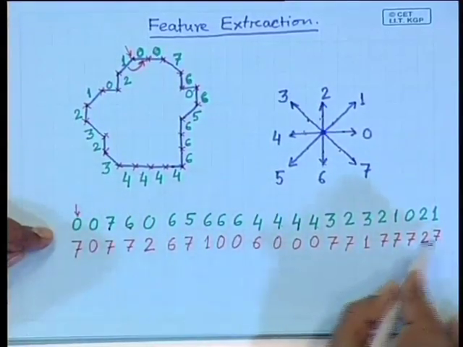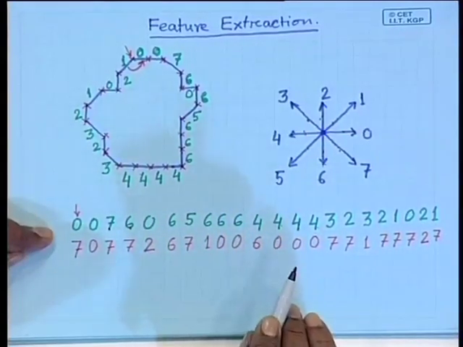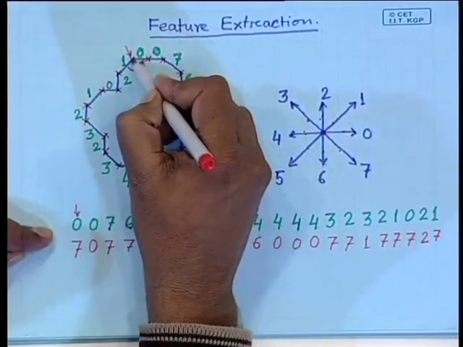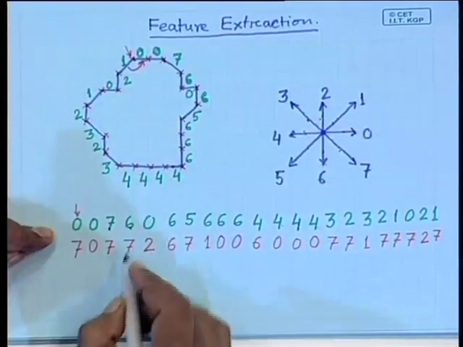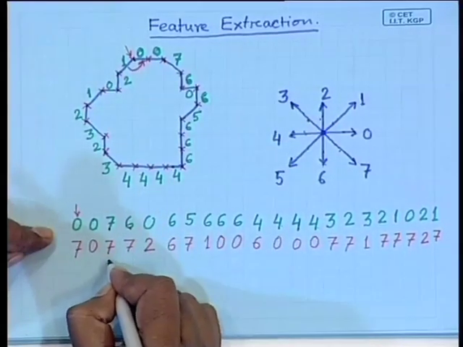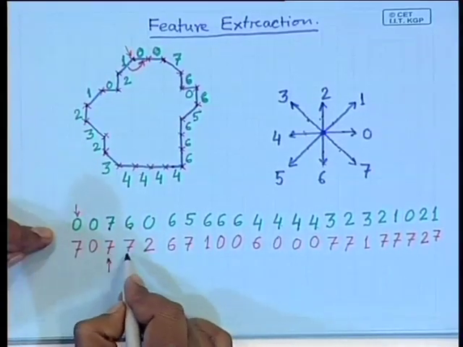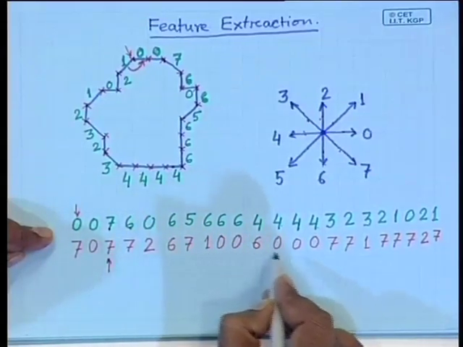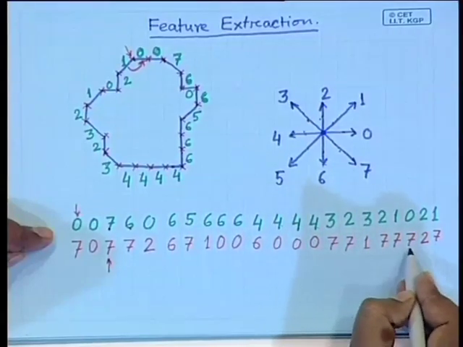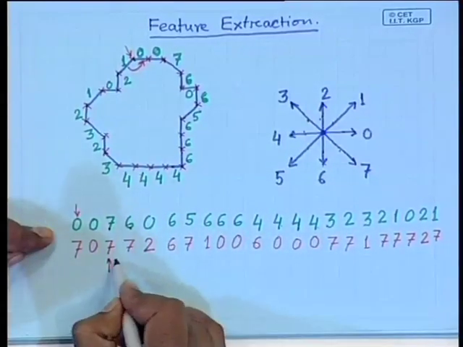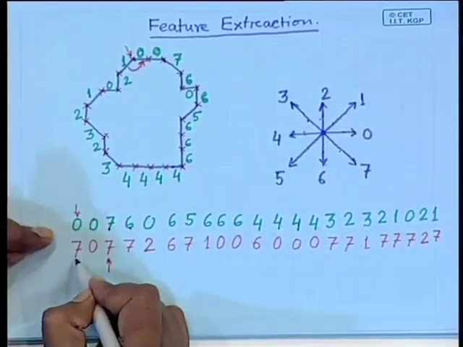Now, again this differential chain code as I have formed, this is still dependent on the starting position. Okay. So, instead of taking the starting position as this point, if I take the starting position as this point, then my chain code will start from this location. Okay. So, instead of 7 0 7 7 2 6 7 1 0 0 6 0 0 0 7 1 7 7 1 7 7 7 2 7, it will be 7 7 2 6 7 1 0 0, and this will continue and it will end with 7 0.